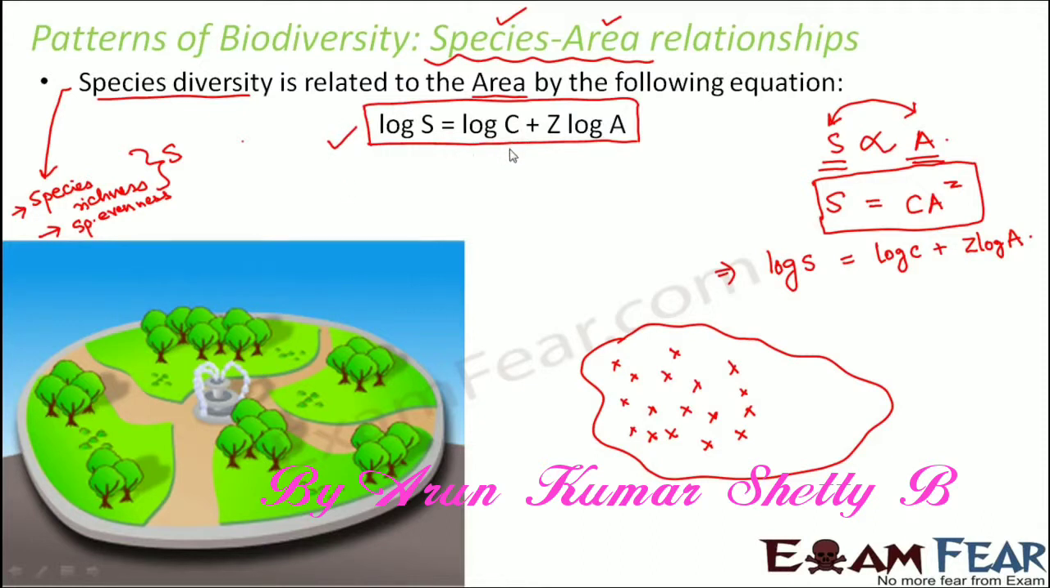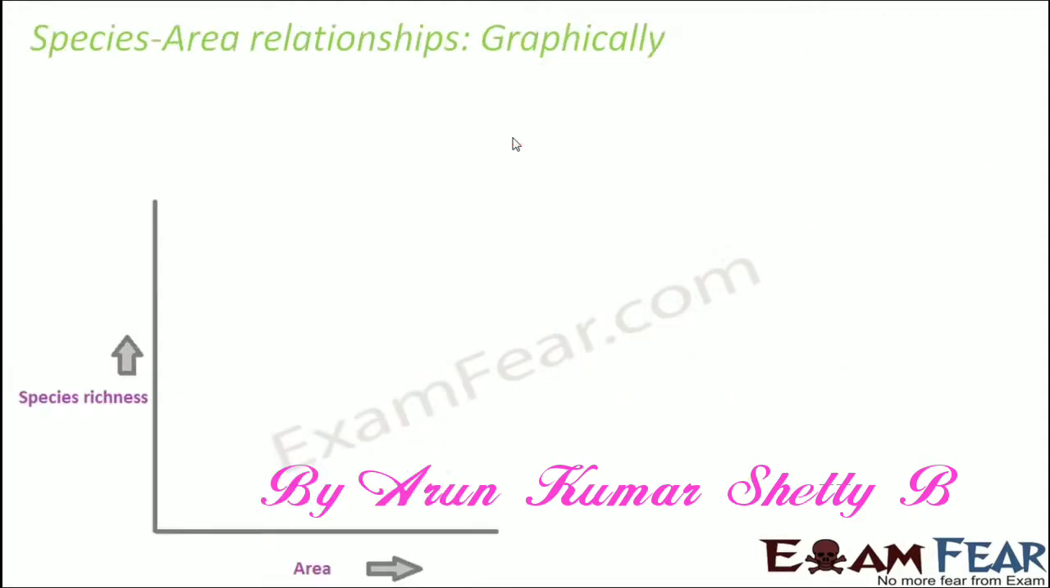Now what is C here? Just now I said C is the constant. So C is a constant here. And what about Z? Now we will try to understand what C and Z are and their significance in this equation with the help of a graph, so that the graph will help you to understand it better.